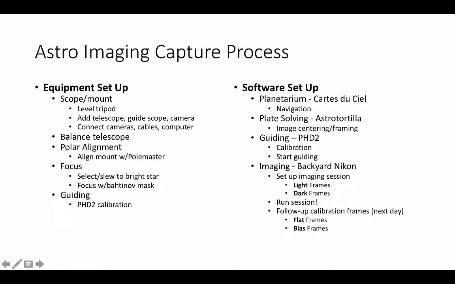Okay, as far as the software, in order to direct the mount, I use planetarium software called Carte du Ciel. It helps me navigate around the night sky. It connects to the telescope, so when I'm looking at the planetarium, it'll tell me where the telescope is, and when I want to go to another object, I click on that object and I say go to it, and it sends a signal to the mount to go to that object. And I'll show you all that.